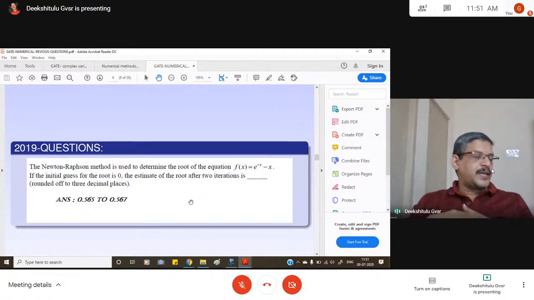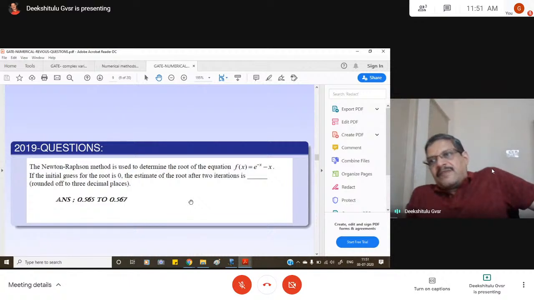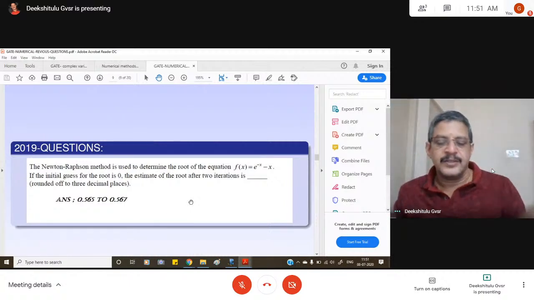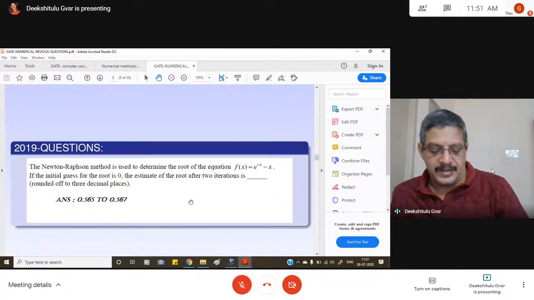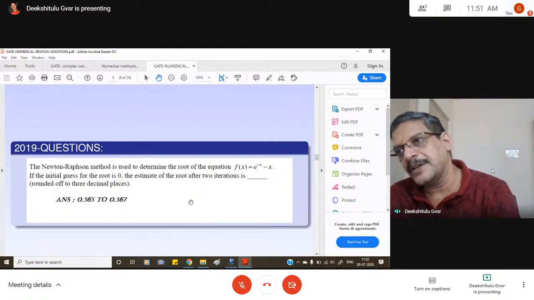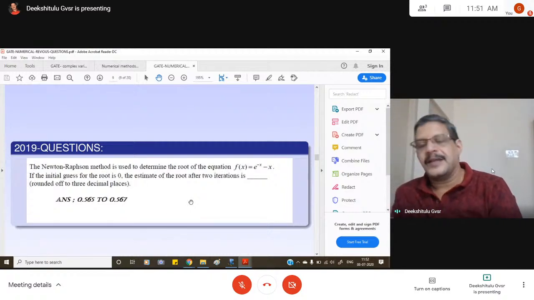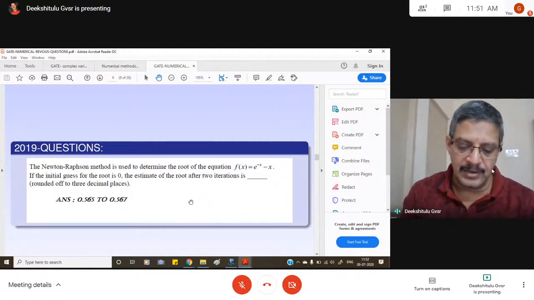What is the second approximation for the root? The formula is x(n+1) equal to xn minus f of xn by f dash of xn. So first you find the function value f(x) and f dash(x) at 0, and you will get x1. Using x1, you will get x2. You have to get the value of that.